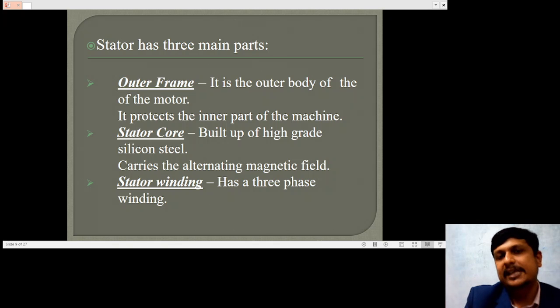The second one is the stator core, which is built from high-grade silicon steel. Why is it made of high-grade silicon steel? To reduce hysteresis losses. Silicon steel is a highly permeable medium, so if we make the stator core of silicon steel, hysteresis losses will be less. This is a very important question, generally asked in competitive exams, placement drives and also your semester exam. And the third is the stator winding. Obviously, it has a three-phase winding.